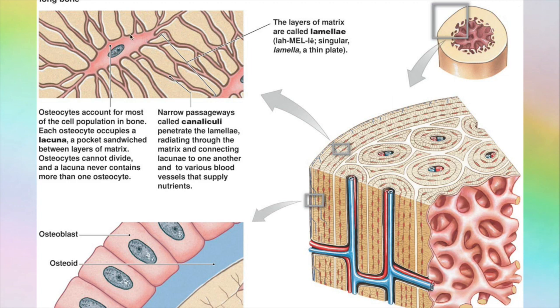And each osteocyte occupies a lacuna. There's lacuna. It's kind of a pocket sandwiched in between these layers of the matrix. And these layers are called lamella. Layers of matrix are called lamella. And osteocytes are connected to each other by canaliculi. And these canaliculi, they transport nutrients. You can see there's a blood vessel here in the center. And then the canaliculi go from those blood vessels out to each osteocyte.